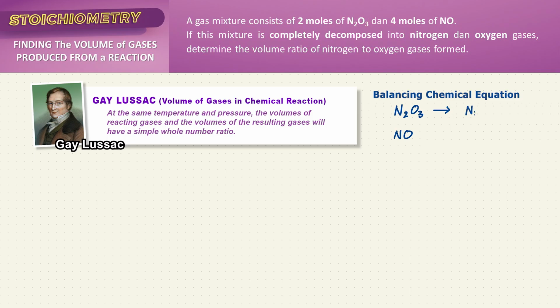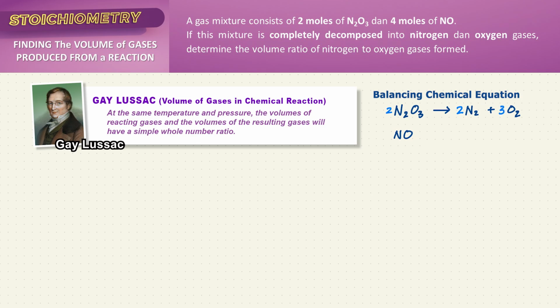N₂O₃ will decompose into nitrogen gas or N₂ and oxygen gas or O₂. We need to balance this chemical equation. In front of N₂O₃, we need to add the coefficient 2, and in front of nitrogen, we also add the coefficient 2. Meanwhile, for oxygen, we assign the coefficient 3.